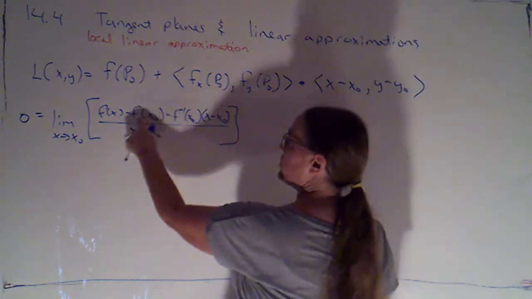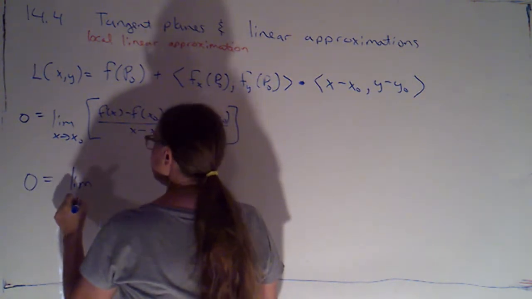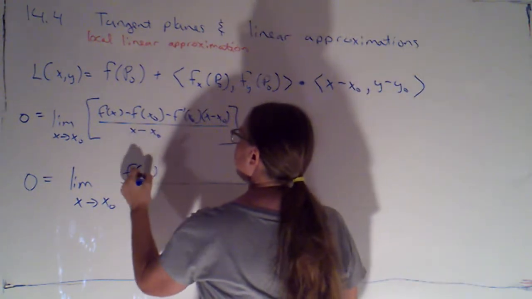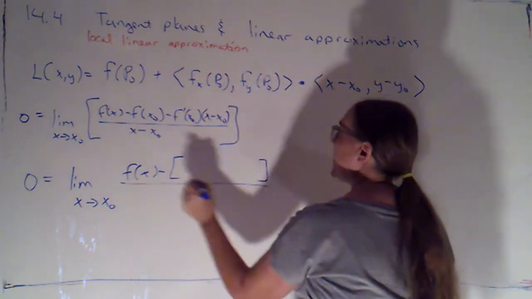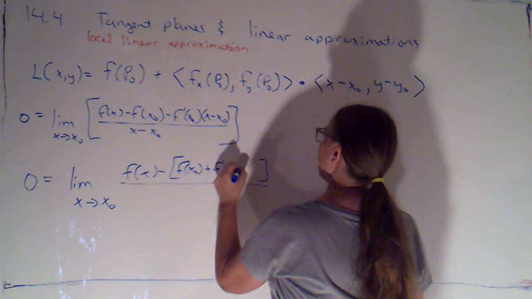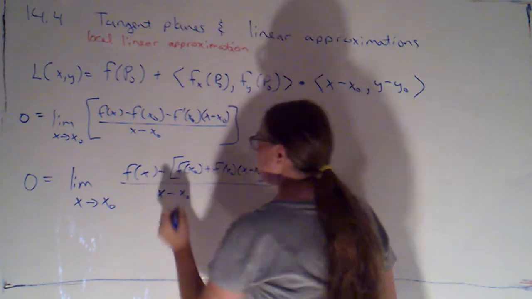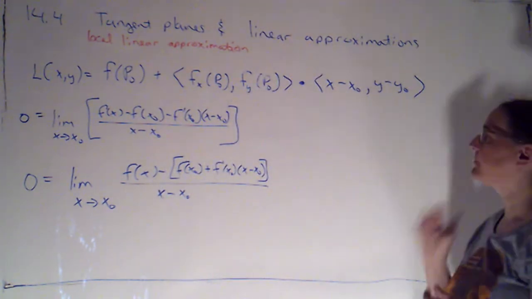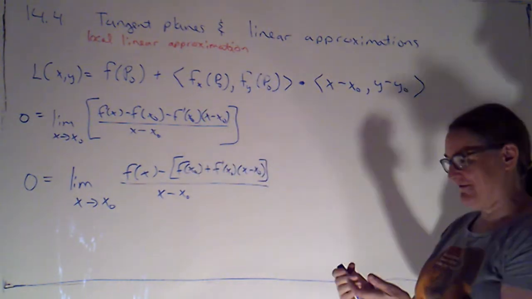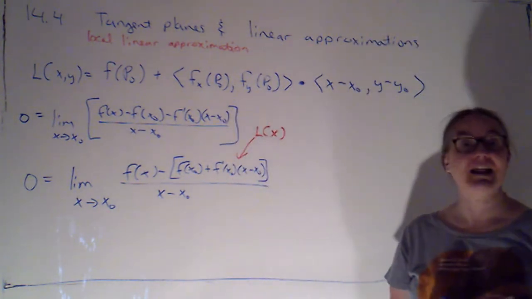Now, notice both of these terms are negative. I'm going to just factor out that negative. So this is equivalent to saying that 0 is the limit as x approaches x naught of f of x minus the quantity f of x naught plus f prime of x naught times x minus x naught all over x minus x naught. Now I've seen this expression in the brackets before. That's my equation for the tangent line, which we were calling L of x.